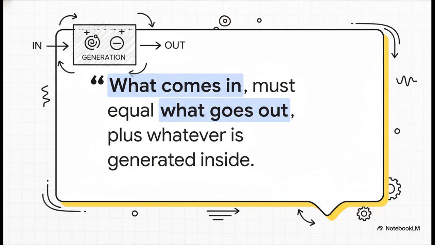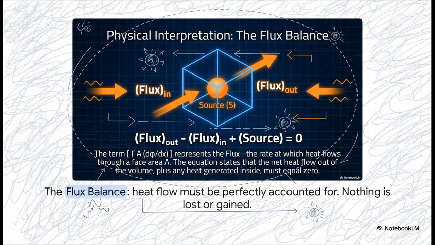It's just a fundamental budget, and it always has to balance. This slide shows that idea perfectly. It's called the flux balance. Now, flux is really just a fancy scientific term for the rate of flow. So this math is simply a precise way of making sure that for our little control volume, all the heat flow is perfectly accounted for. Nothing is magically appearing or disappearing. This physical guarantee is exactly what makes the whole method so reliable.